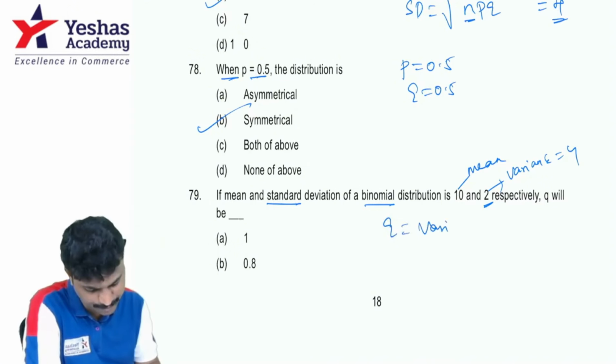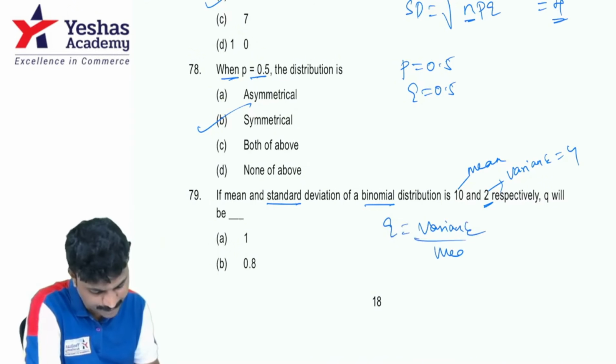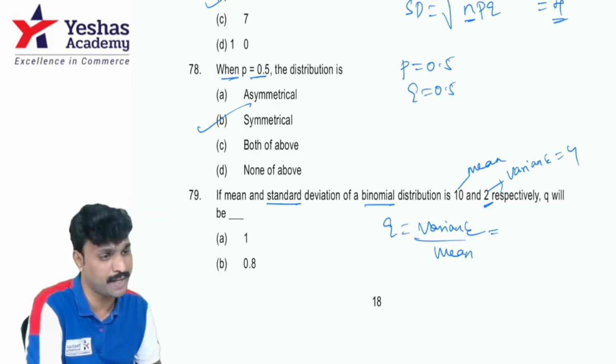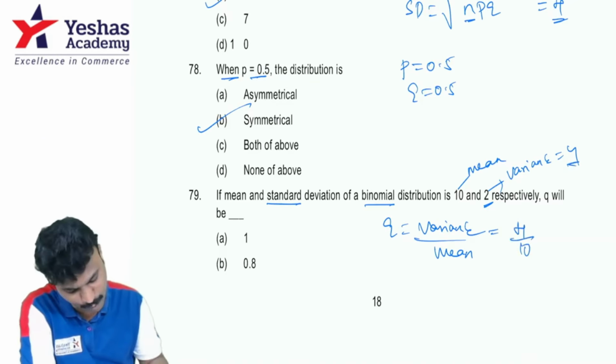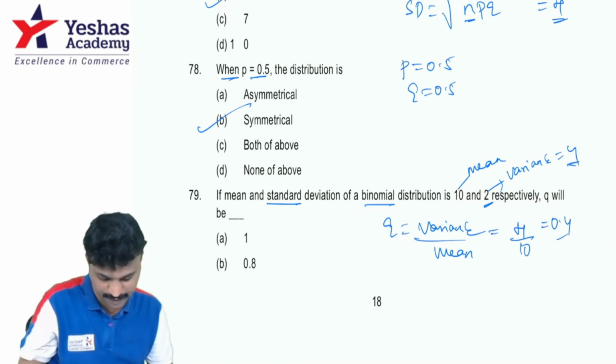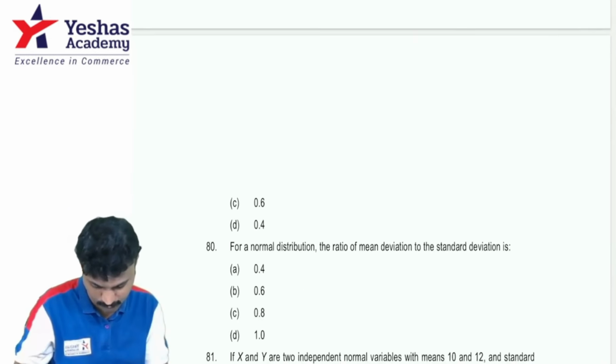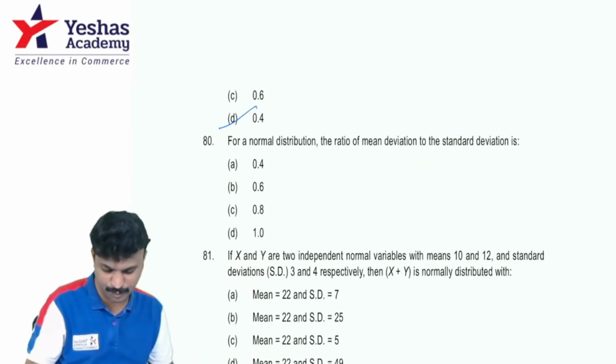Variance is 4. Guys, when I know mean and the variance, how do I find Q? It is variance by mean. Yes or no? Variance by mean. So I'm given the standard deviation, not the variance. Be very careful there. So variance is 4 and mean is 10. 4 by 10 is 0.4. Which option is correct? 0.4. Option D is the right answer. Guys, moving on to the next question.